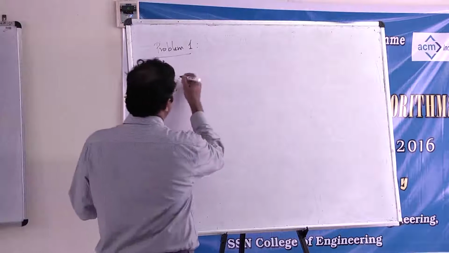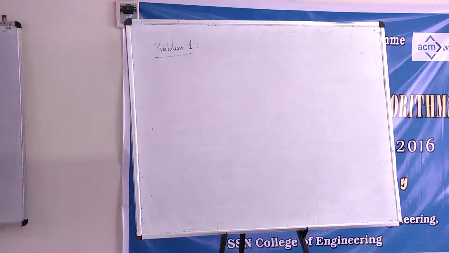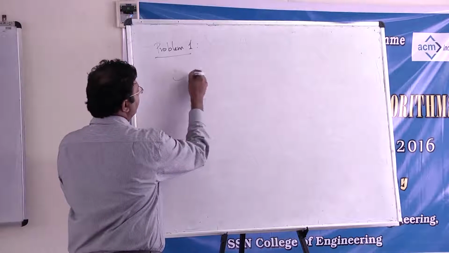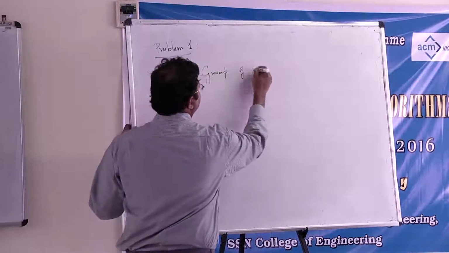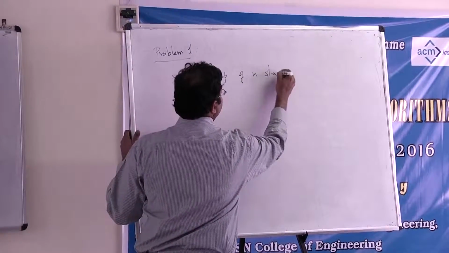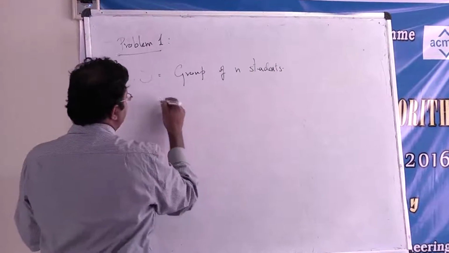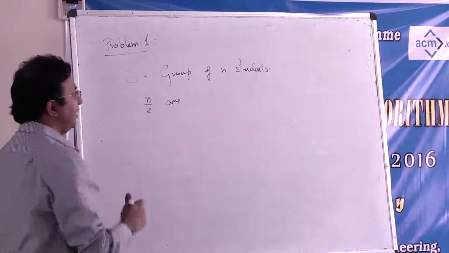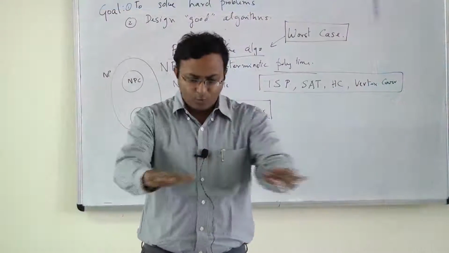Say I have a group of people. Say S is a group of N students, out of which N over 2 are, say, second year. Imagine that this is like a box.